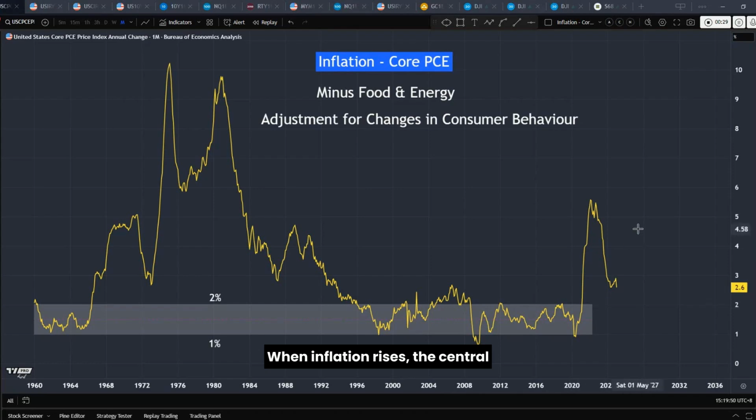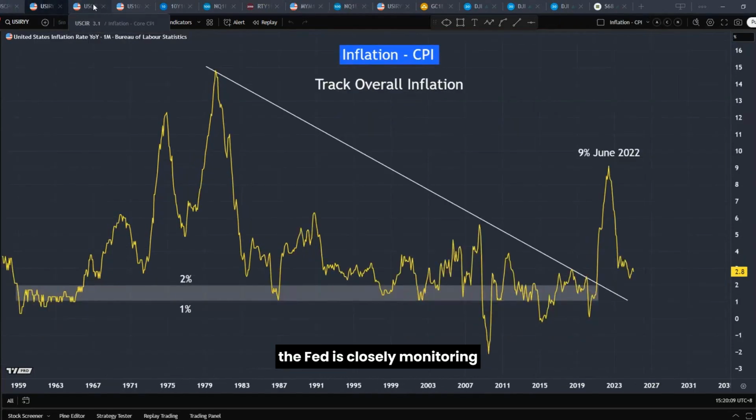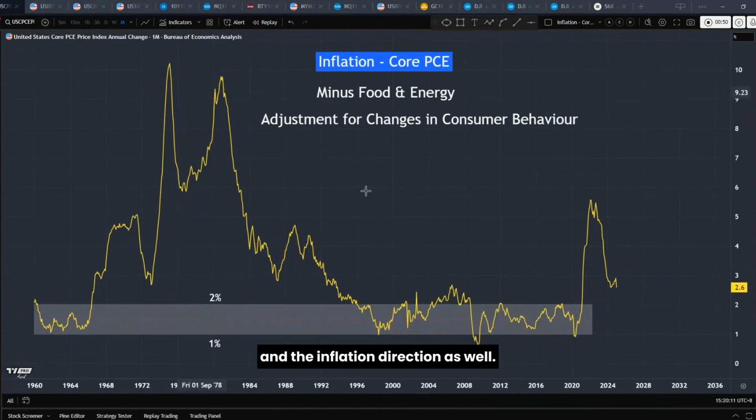When inflation rises, the central bank may choose to hold off on cutting interest rates. Or worse, they may raise them. And this leads to a higher borrowing cost, which can impact the stock market. Let's explore which inflation data the Fed is closely monitoring and the inflation direction as well.